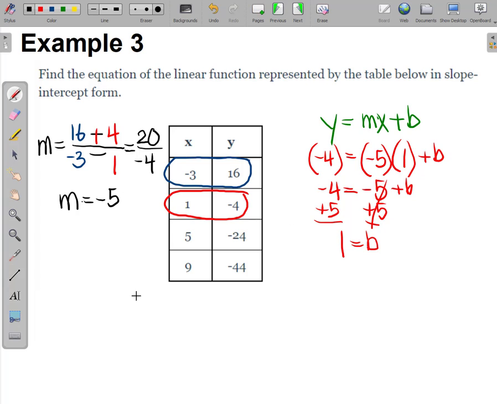Then I can write my final answer. So I'm going to write y is equal to negative 5x plus 1. And there's nothing that I need to simplify.